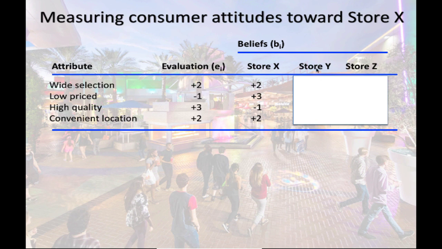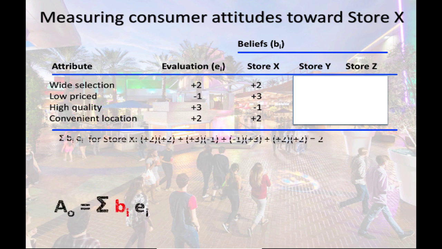And in a moment we'll be involving the competing stores, because what use is it to know our attitude if we don't know how people feel about the competition? And so applying this formula, we would compute the attitude score by multiplying the evaluation times the belief for the first attribute, wide selection, and then the same thing for the second attribute, low price, for the third attribute, high quality, and for the last attribute, convenient location.